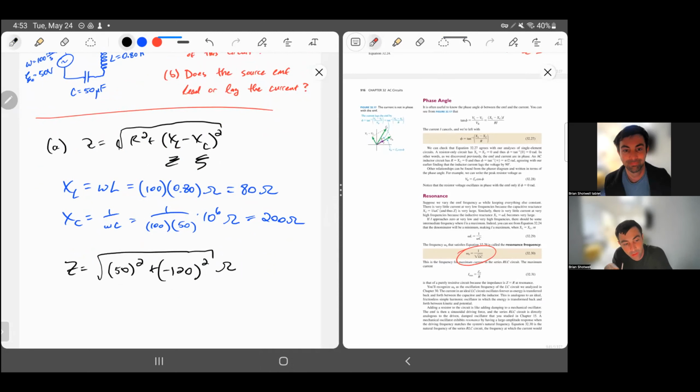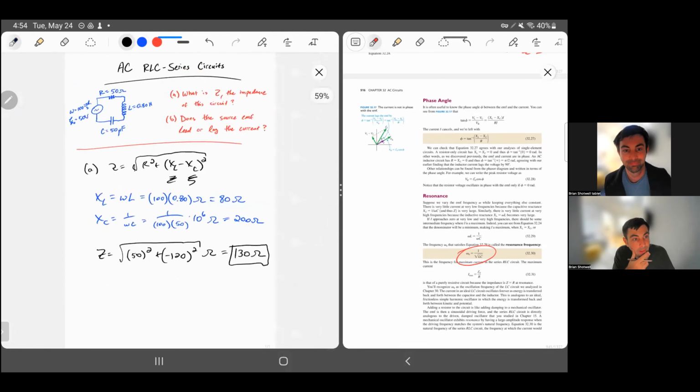And you'll notice, or maybe you remember from all your examples in math class, that there exists a Pythagorean triplet, 5, 12, 13. So this is that scaled up by a factor of 10. This is 130 ohms for the total impedance. So it looks like we're done with that. It's bigger than the resistance, which is a good check. You're never going to get an impedance that's smaller than the value of the resistance for a series RLC circuit.